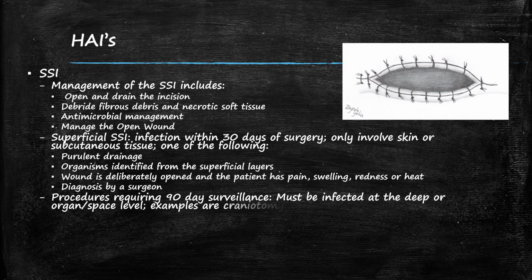Procedures requiring 90-day surveillance. Well, first of all, for 90-day surveillance must be infected at the deep or organ space level. So you cannot have a superficial infection on day 31. On day 31, it does not count for any kind of infection if it's superficial. So if it doesn't involve the deep or organ space level on day 31 or after, then it is not an SSI.